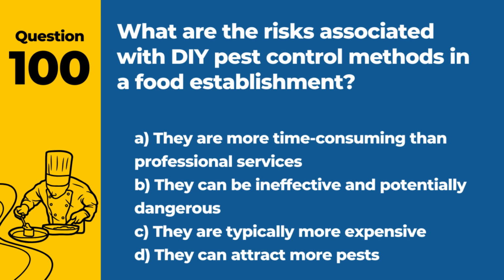Question 100. What are the risks associated with DIY pest control methods in a food establishment? A. They are more time-consuming than professional services. B. They can be ineffective and potentially dangerous. C. They are typically more expensive. D. They can attract more pests. Answer: B. They can be ineffective and potentially dangerous. DIY pest control methods can be ineffective and potentially dangerous, posing risks to food safety and health.